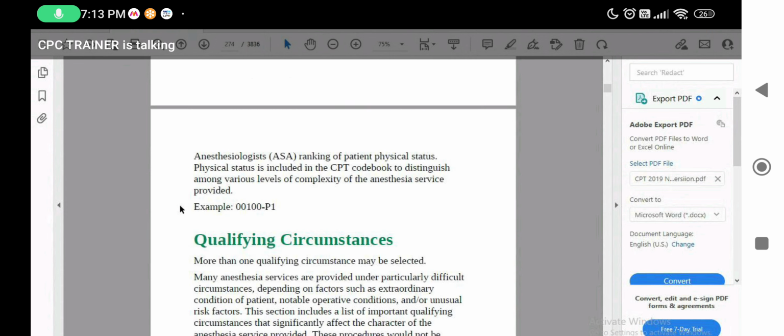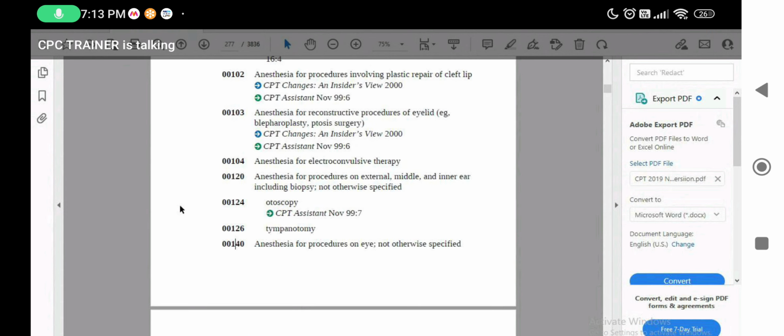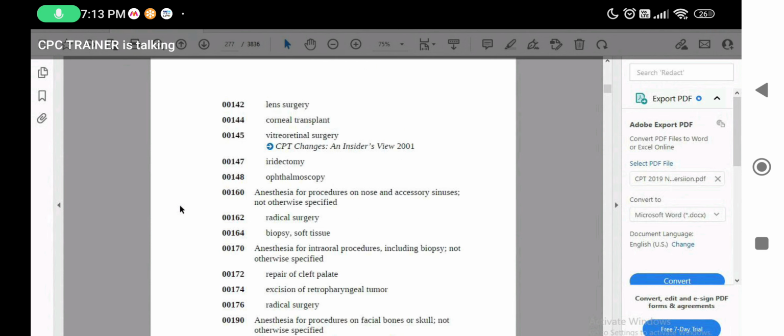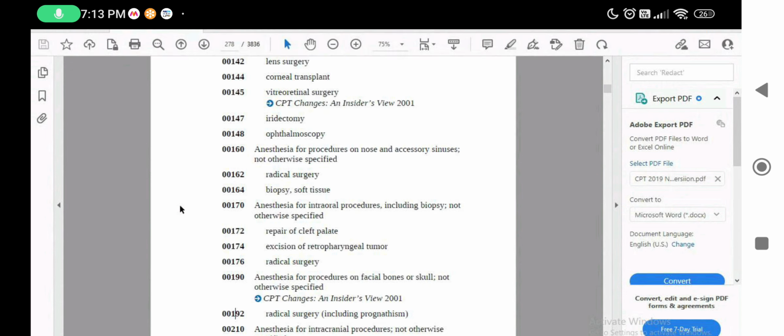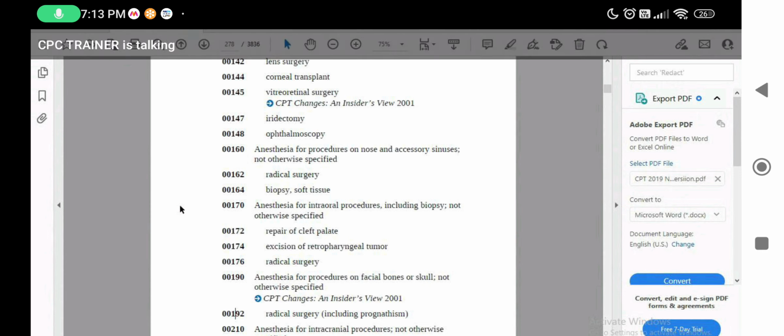That's all. Clear? Okay. So before starting the anesthesia coding part, I want to teach you one basic thing, guys, right? Before that, anyone please read the description of 00162, guys. What is 00162? Radical surgery. Yes, it's a radical surgery, right?